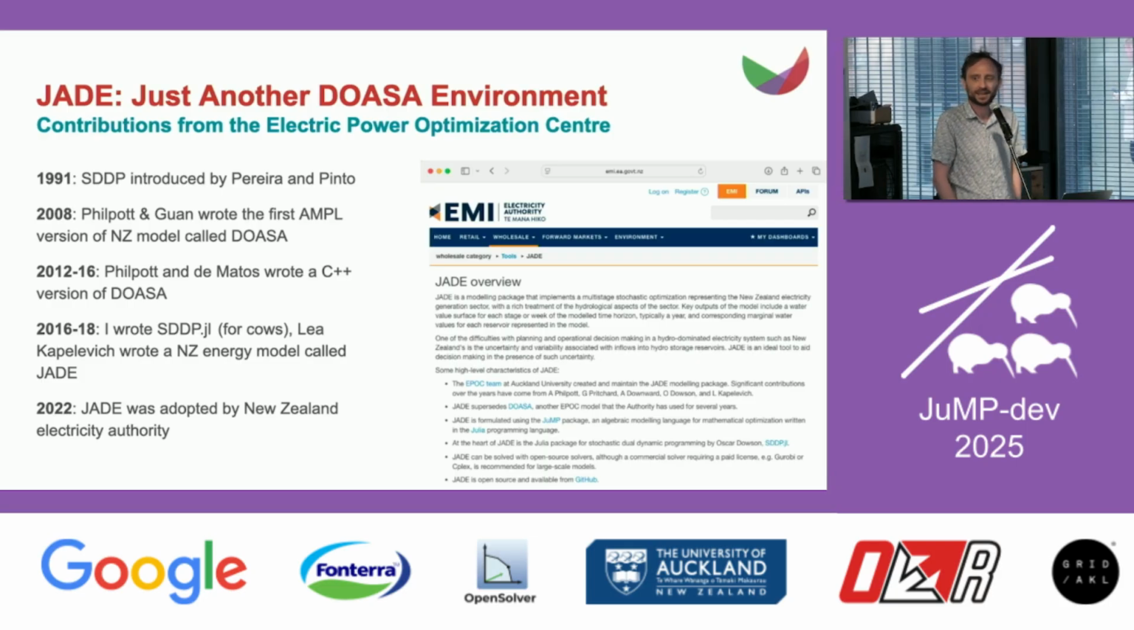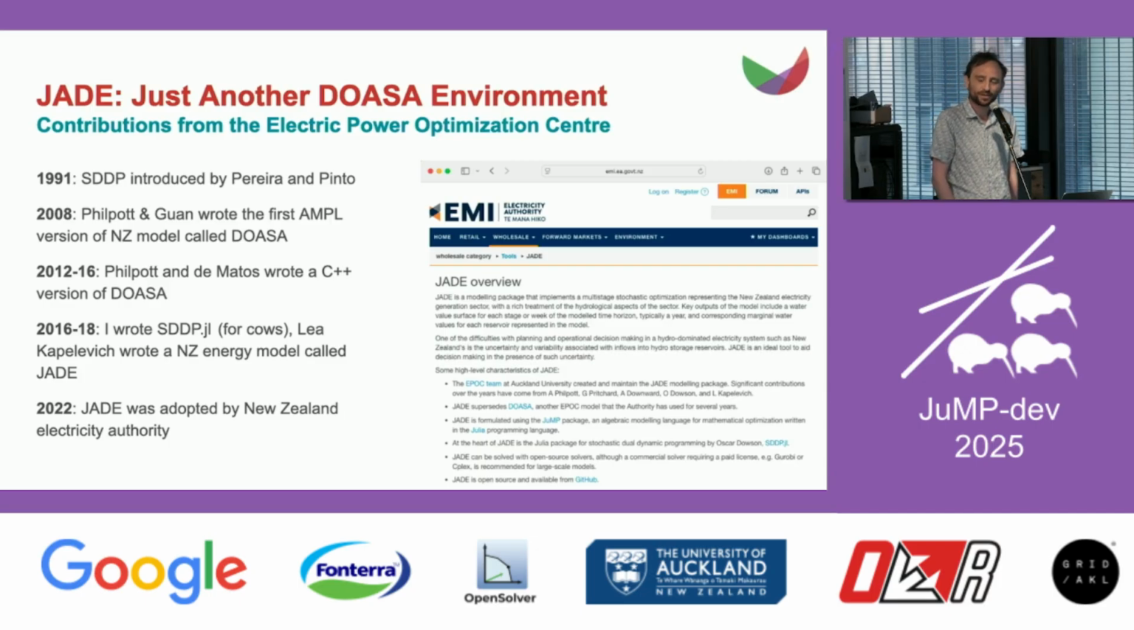I'm very pleased that members from the New Zealand Electricity Authority are here today, because Auckland has had a long history of modelling optimization under uncertainty for hydro systems. It goes back to 1991, where one of the founders of Joachim's company came up with this algorithm and started modelling the hydro problem. In 2008, Andy Philpott at the University of Auckland and Zeeman Guang wrote a first model of this for the New Zealand system in AMPL. They later translated it to C++ and wrote this Dowson model.